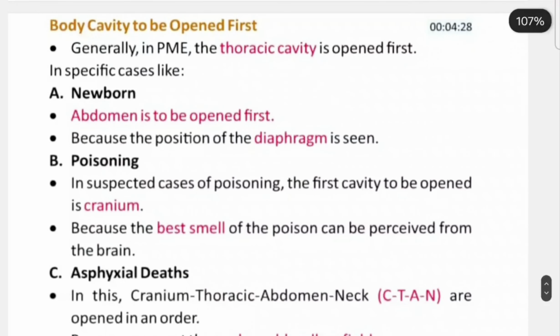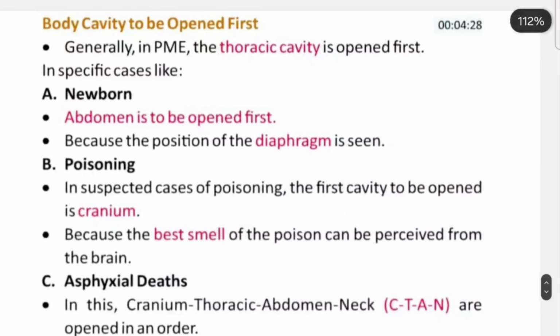Now next we are going to talk about which body cavity is opened first in autopsy. Generally in post-mortem examination, the thoracic cavity is opened first. This is an important point you can note. In newborns, the abdomen is opened first because the position of the diaphragm is seen. In poisoning cases, the first cavity to be opened is the cranium, the skull, because the smell of the poison can be perceived from the brain.